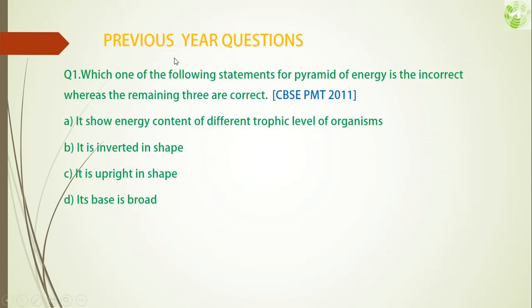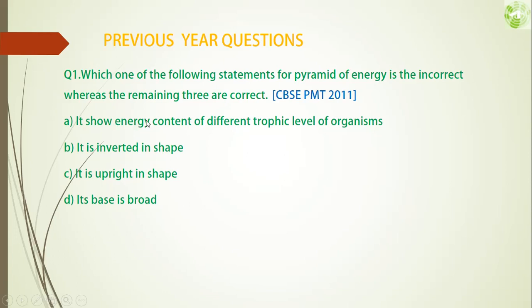Now going to the previous year questions. Question number 1: which of the following statements for pyramid of energy is incorrect, whereas the remaining 3 are correct? This question came in PMT 2011. So the question is asking which of the following statements of pyramid of energy is incorrect.